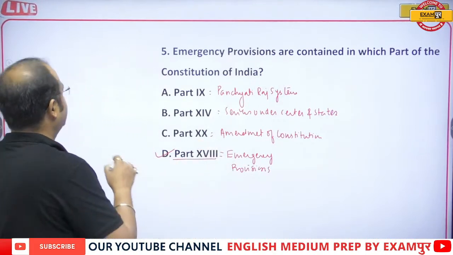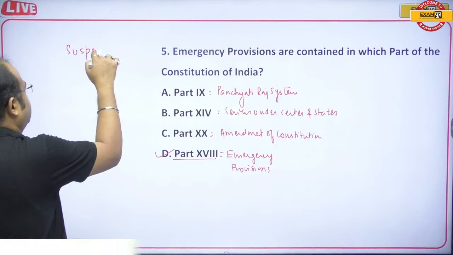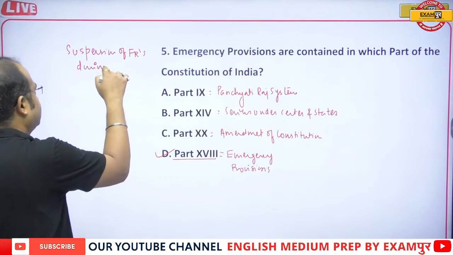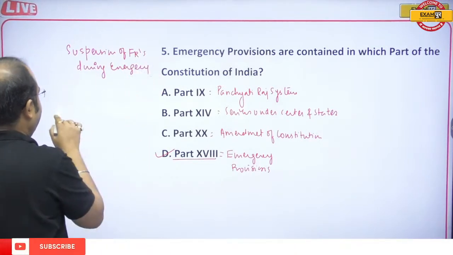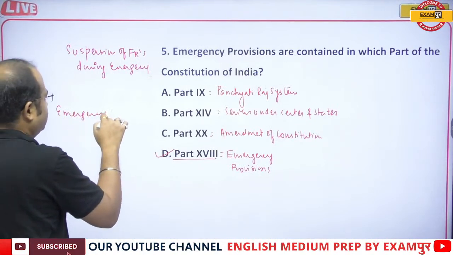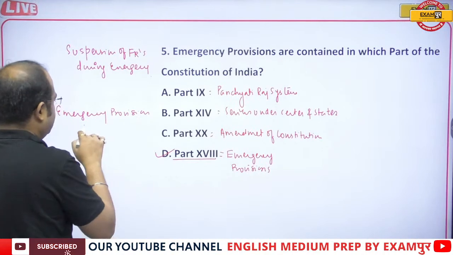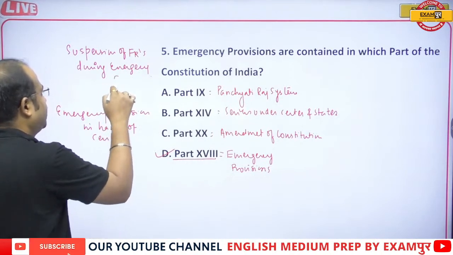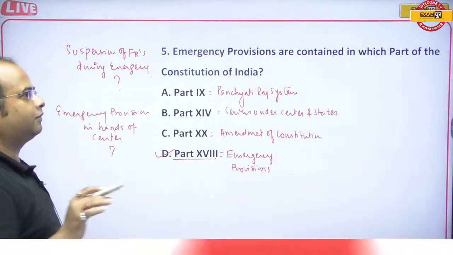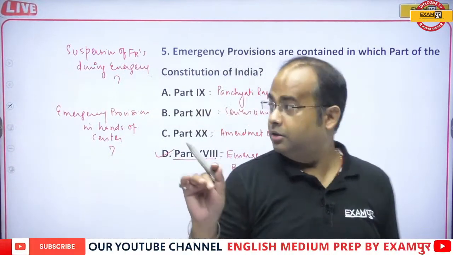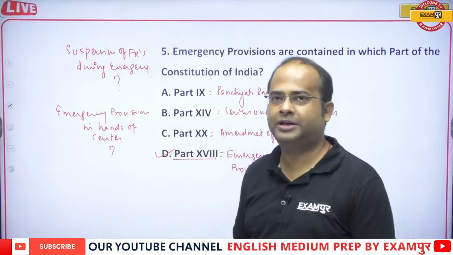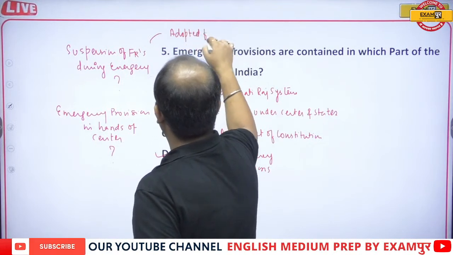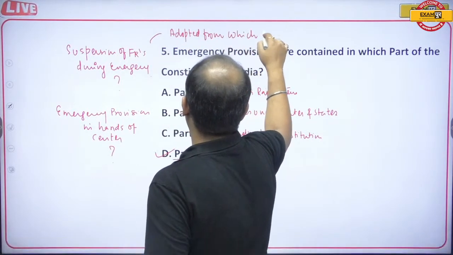Now, in emergency, there is suspension of fundamental rights during emergency, and emergency provisions in the hands of the center. Both are adopted from where? So, suspension of fundamental rights during emergency, and the next, emergency provisions in the hands of the center. Both are adopted from which constitution?